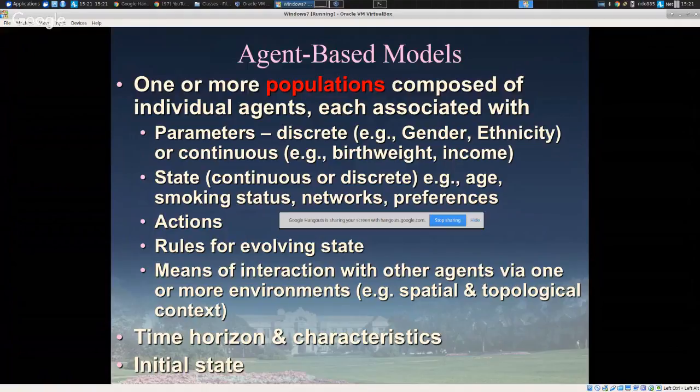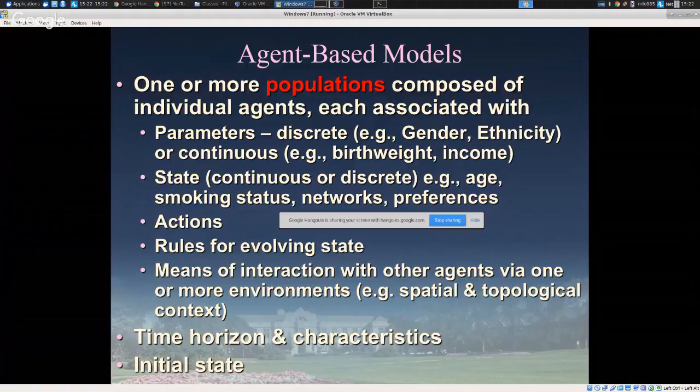Here, we're going to have one or more populations, each composed of individual agents, and each associated with a set of components. Parameters, which are going to describe fixed assumptions about the model. These could be discrete, countable things like gender, ethnicity, the product category, or what have you, or continuous, like price, birth weight, income.